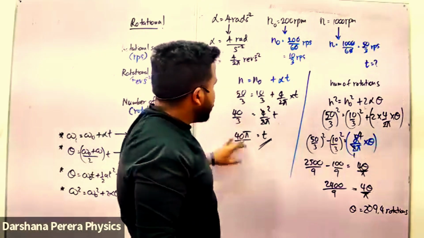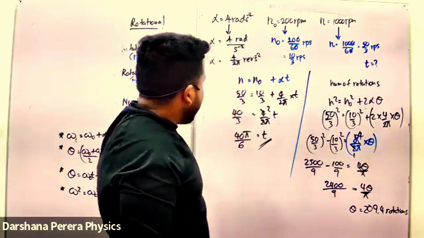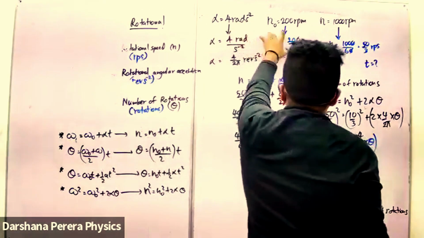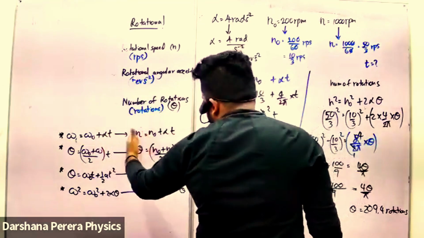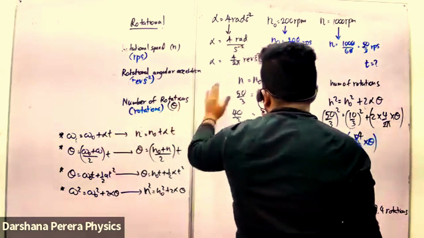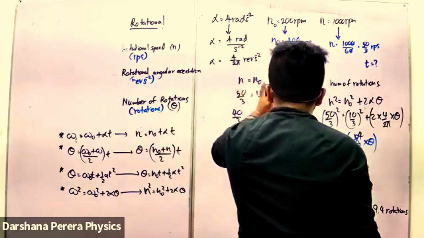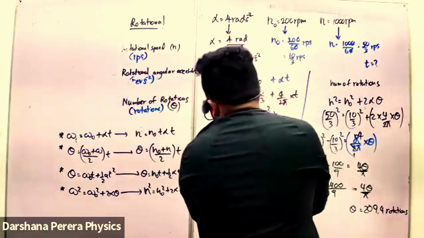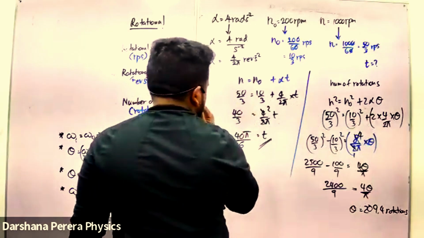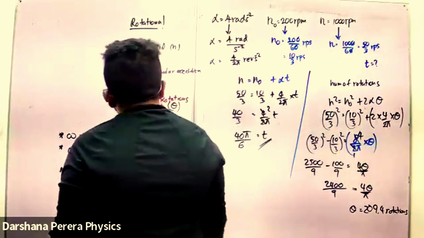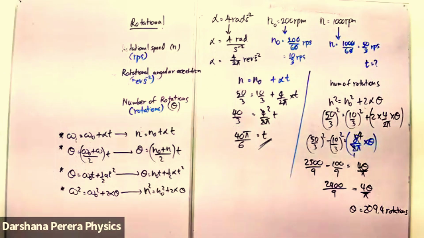We have to use these n naught and n values to get this equation, and we can convert to rotational motion. These are rotational equations. So we can get values from this equation, right? Like this. Then write down the problem. Another problem.